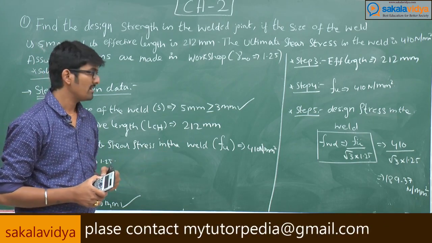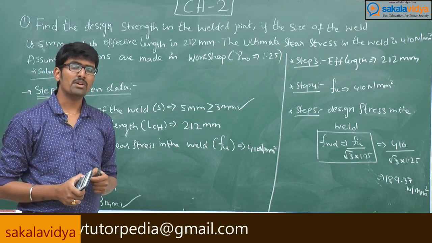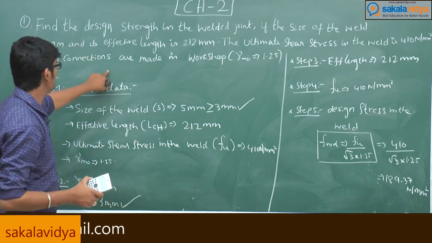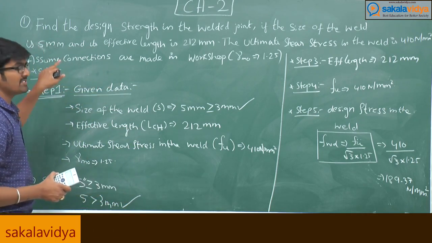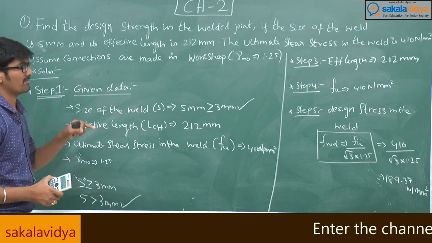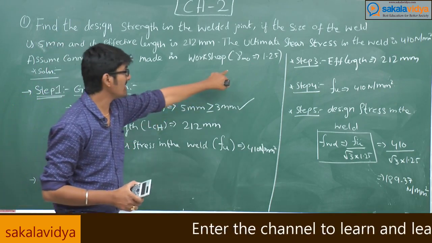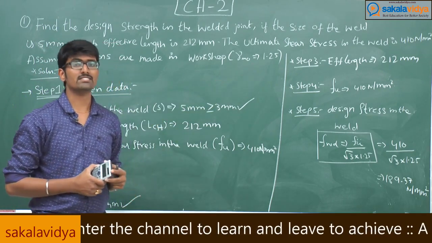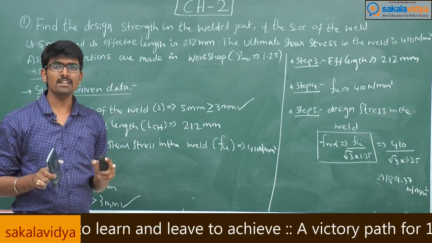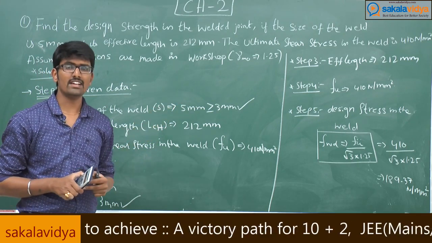Why did I take partial safety factor as 1.25? Because in the question it is given that assume that the connections are made in the workshop. For workshop, the partial safety factor is 1.25, whereas for site, means the work is done in the site, we have to take partial safety factor as 1.5.